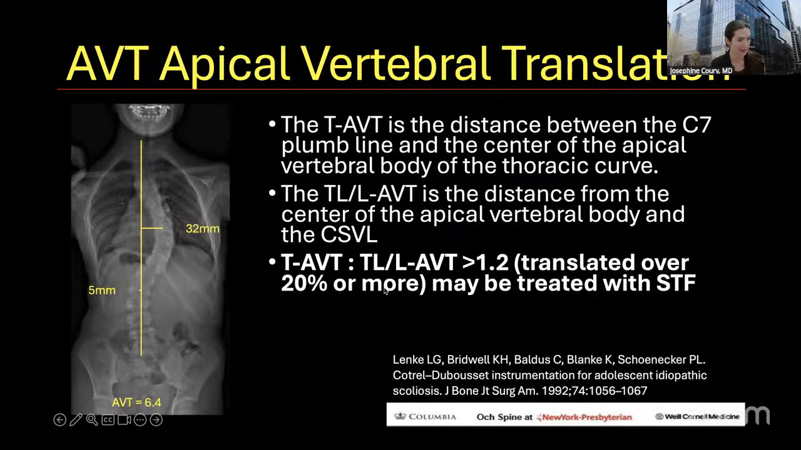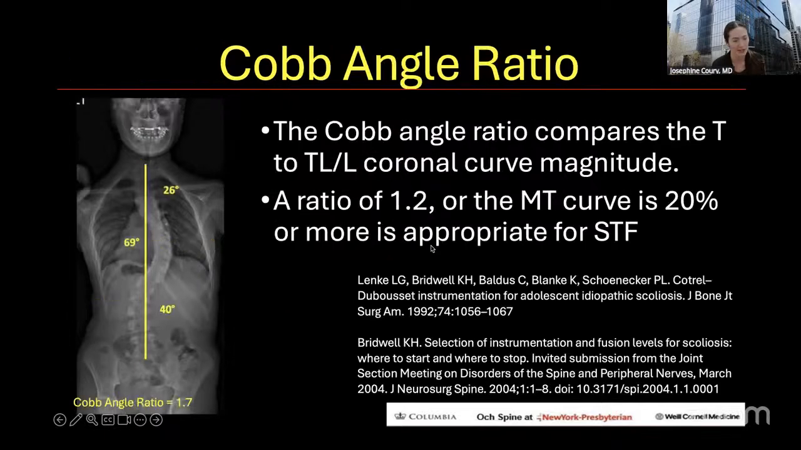Apical vertebral translation is the distance from the C7 plumb line, as you can see in this patient on the left, to the center of the apex of the thoracic curve and to the lumbar curve, and then once again comparing that ratio. So it's again just simple division. For this patient, it's 32 millimeters compared to 5 millimeters, which gives an AVT of 6.4. So when the AVT is greater than 1.2, if it's translated over 20% or more, this is also a patient that can be treated with a selective thoracic fusion. It's also favorable for a selective thoracic fusion.